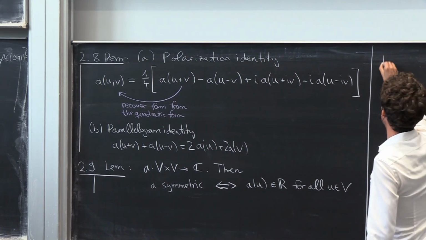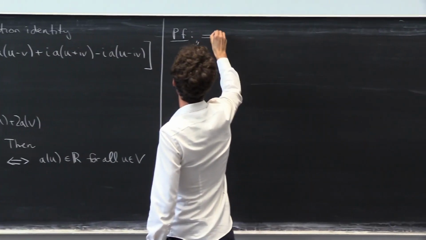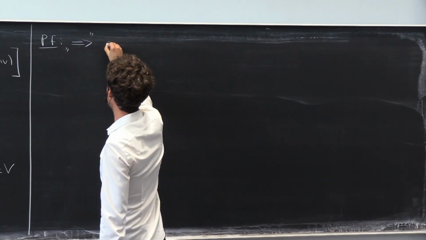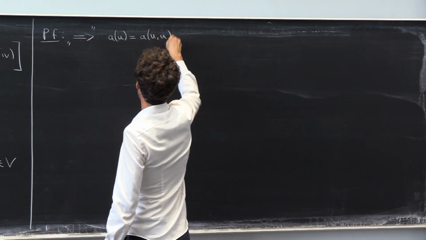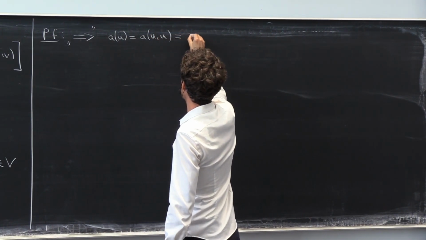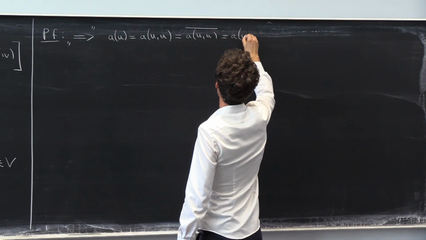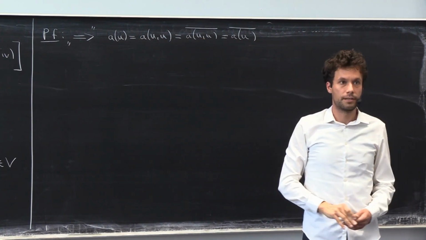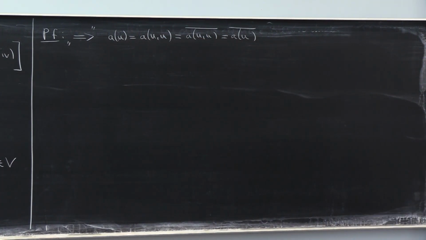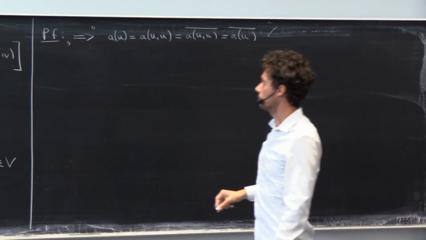Well, okay. One direction should be easy, because if the form is symmetric, then A of u, which by definition is the form evaluated at u, u, is the same as u, u bar, which is A of u bar. And so A of u always is a number that is equal to its own complex conjugate, which happens if and only if the number is real. All right. That's a no-brainer.